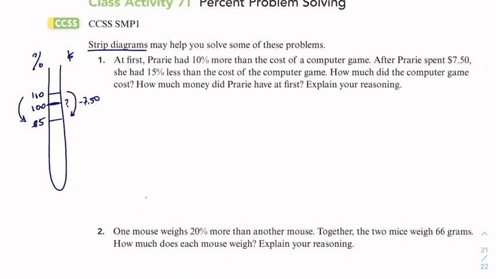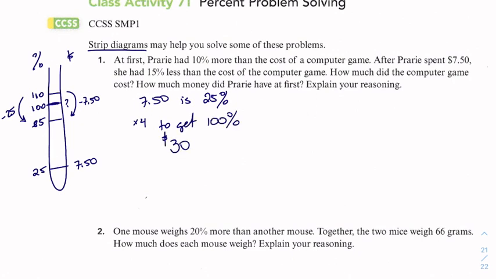Do we know anything about the drop in percent from 110% to 85%? Well, we can figure out that that's an overall 25% drop. So we know that $7.50 is 25%. If 25% is $7.50, then what's 100%? 25% is a quarter of 100%, so we can multiply by 4 to get 100%. So that should be $30. The computer game cost $30.